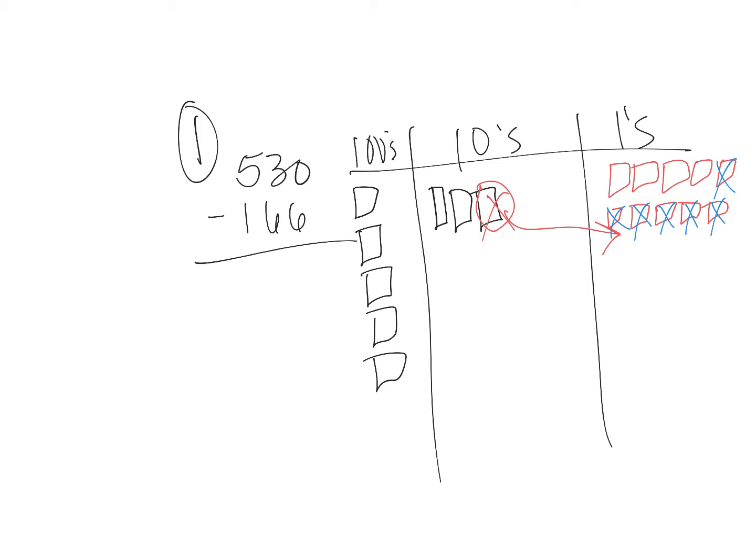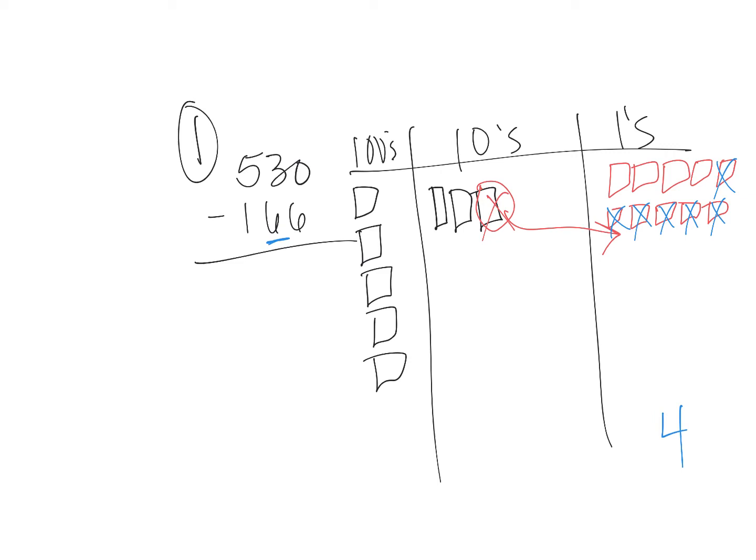Okay, alright, so now I had 10 ones. I took away 6 of them, and now I have 4 ones left. Next up, I have 3 tens, and I need to take away 6 tens. So I'm looking at my tens. It says I need to take away 6 of them, but I only have 2, so what do I need to do?